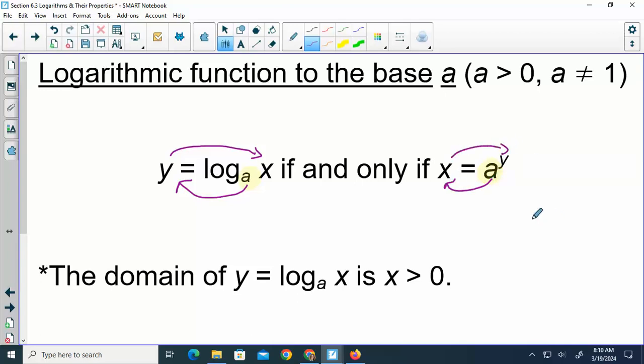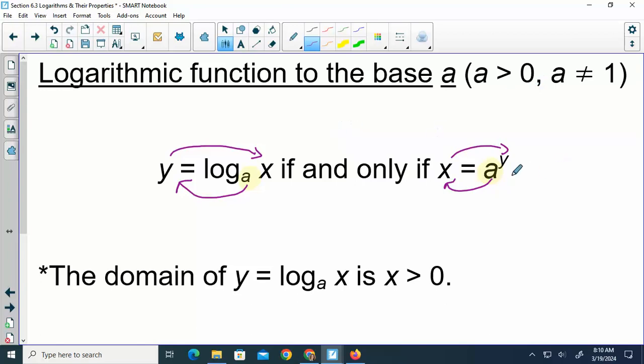So a logarithm is essentially telling you the exponent. When I see log base a of x, it's telling me what exponent of a would make it equal x. So we're looking for that missing exponent. So we can go back and forth between the two. The base has to be a positive number other than 1 for both an exponential and a log.